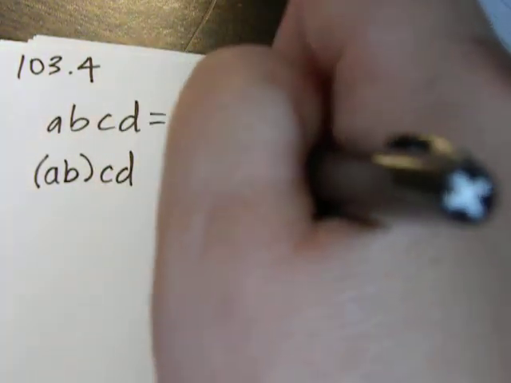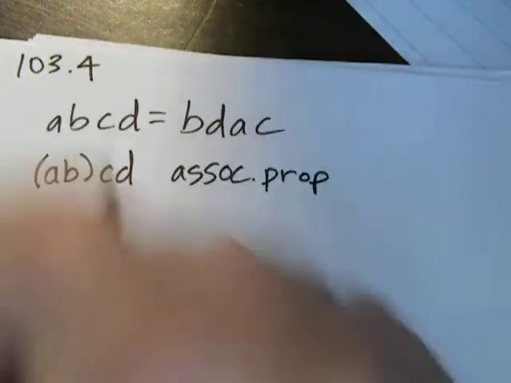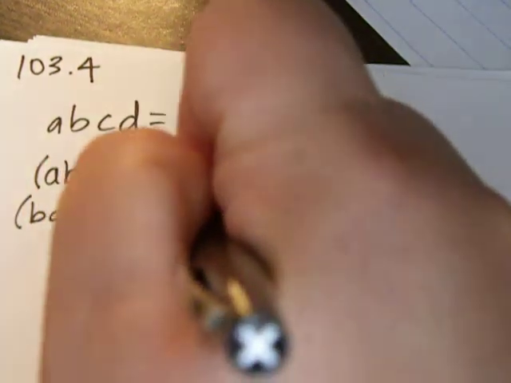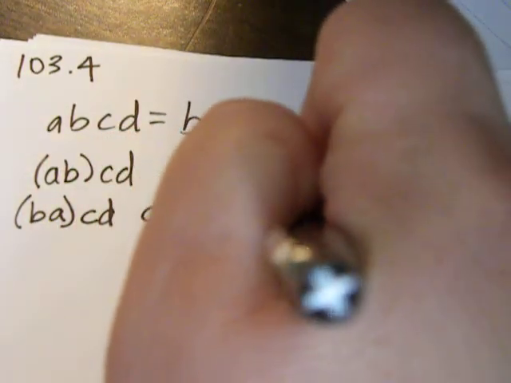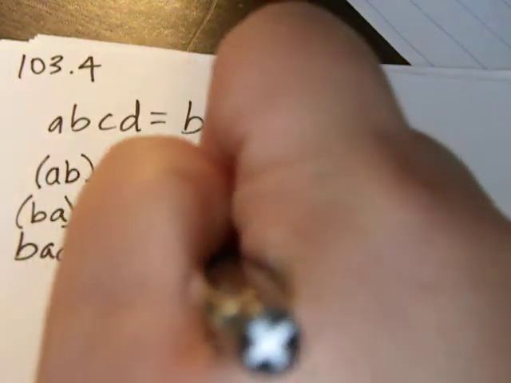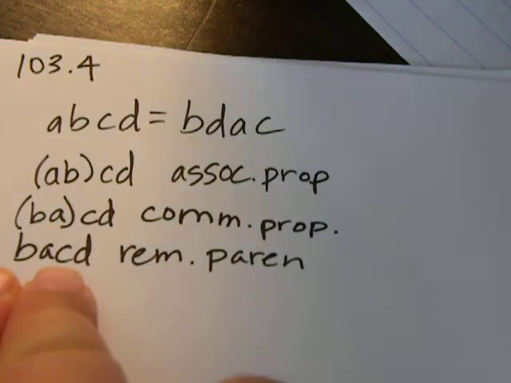Associative property, switch it, commutative property, remove the parentheses. Okay, so we have the B in the right place. Now we need to get A, C, and D moved out of the way.